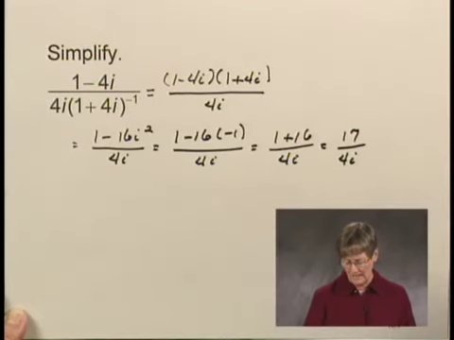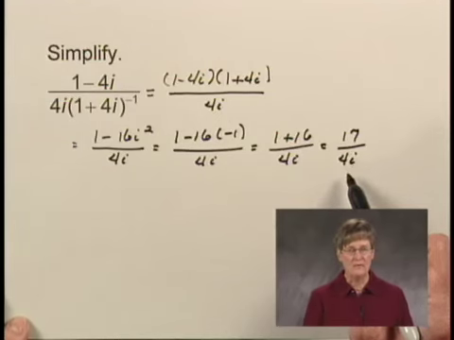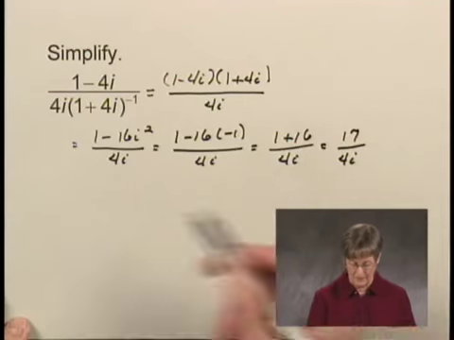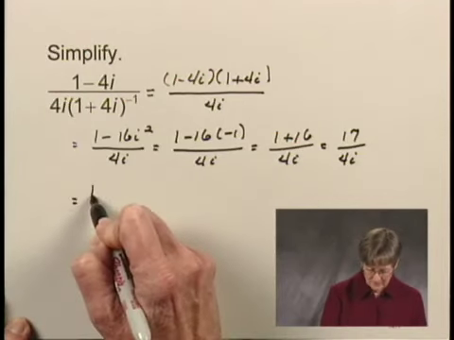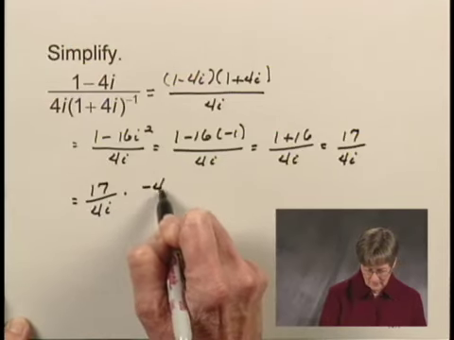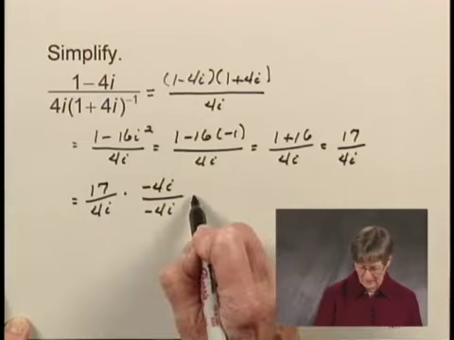over 4i. Now I'm going to multiply 17 over 4i by some form of 1 in order to remove the i from the denominator. And the form of 1 that I'm going to use is negative 4i over negative 4i, because negative 4i is the conjugate of 4i. So this gives us 17 over 4i times negative 4i over negative 4i.